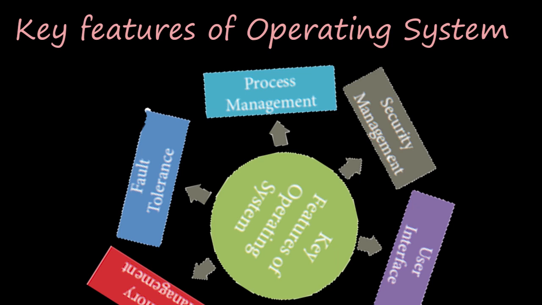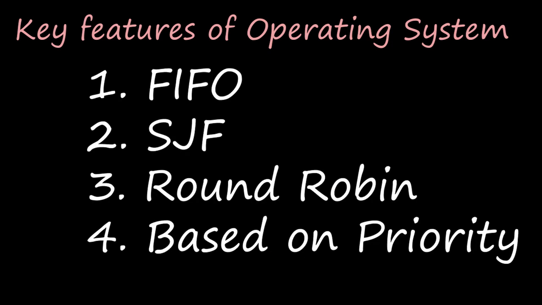On the same CPU itself, we can run a number of processes, right? The following algorithms are mainly used to allocate jobs, or to find out which process has to be done first, or at what speed it has to be done. All this is based on these algorithms only: FIFO, SJF, round robin, and priority-based scheduling.